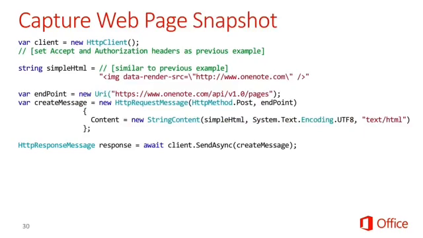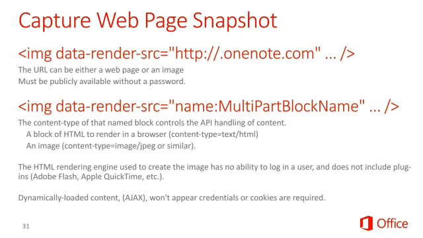I can also capture a web page snapshot. Here I'm getting a reference to onenote.com as the home page, and then I'm passing that across in the content. So OneNote will take a picture of that page to render it out. When talking about capturing a web page snapshot, the first method is great for archiving things you see on the web that change frequently. So here I'm just pointing to onenote.com.